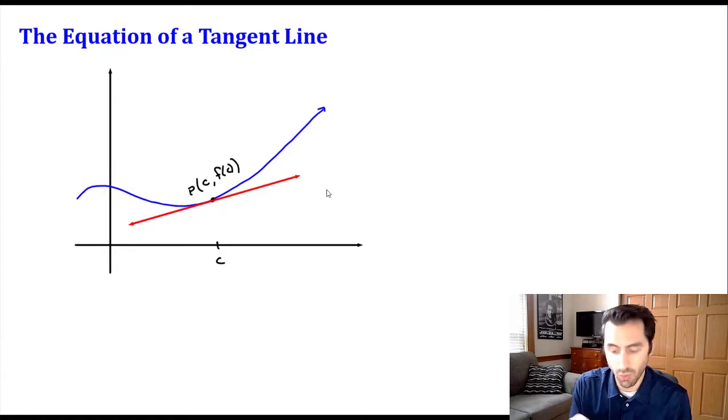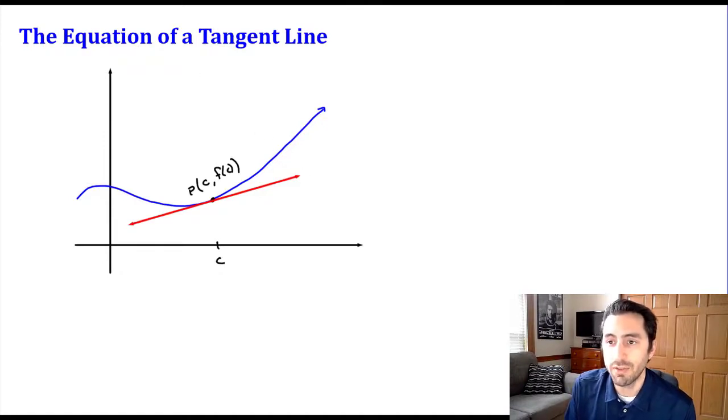Now, if I want to find the equation of this tangent line, I need two parts. We know that we need a y-intercept, and we also need a slope to define a line. Well, the way it stands right now, I can't find that slope because in order to find slope, I need 2 points, but I only have one point that's on that line. I only know point P. So this is where calculus comes in.